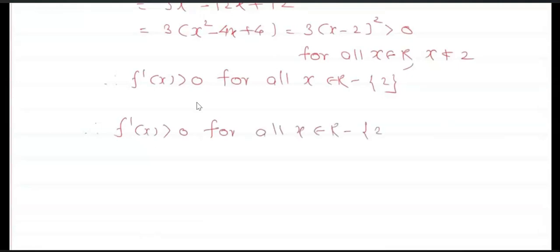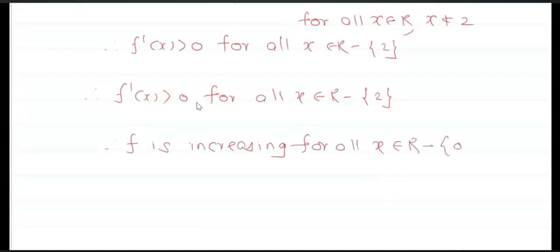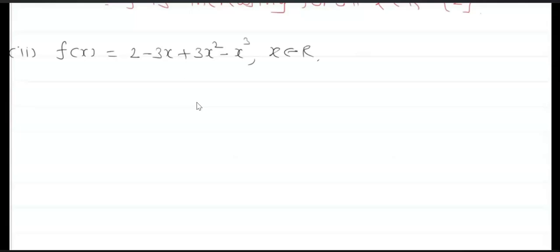We always write it's greater than or equal to. F is increasing for all x belonging to R minus 2. The answer in the textbook is given in a different way, but I have written it like this. If you agree, then write this down. F of x is equal to 2 minus 3x plus 3x square minus x cube.